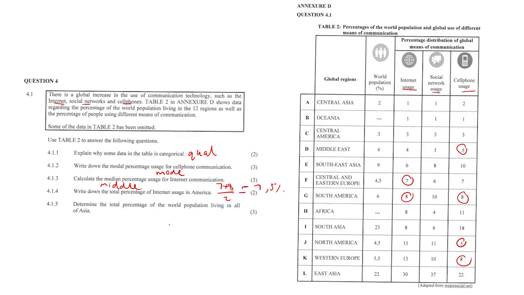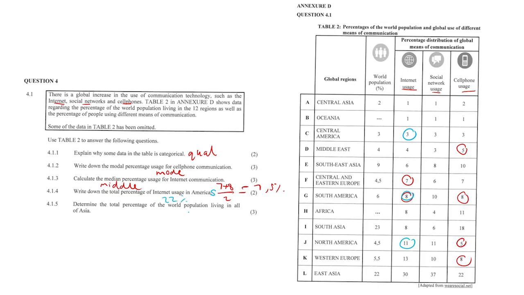4.1.4, write down the total percentage of the internet usage in America. So let me just quickly change colors. In America, we are looking at Central America being the 3%, South America being the 8%, and North America the 11%. So anywhere where you see America. I don't like this question. It should be write down the total percentage of internet usage in the Americas, but yeah. So 3 plus 8 plus 11, that is equal to 22%.